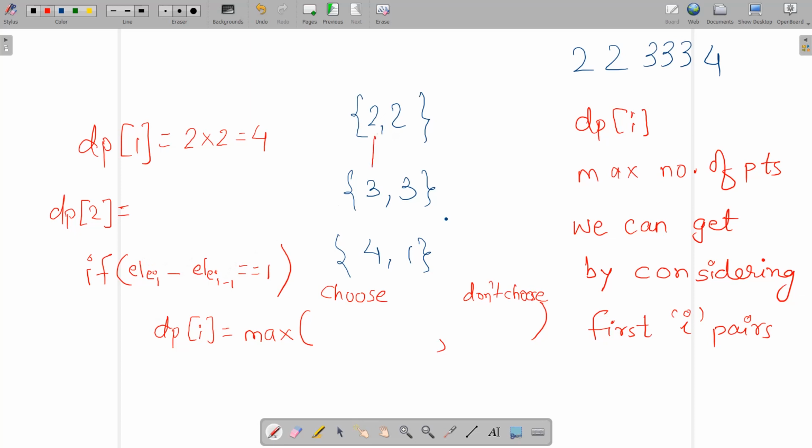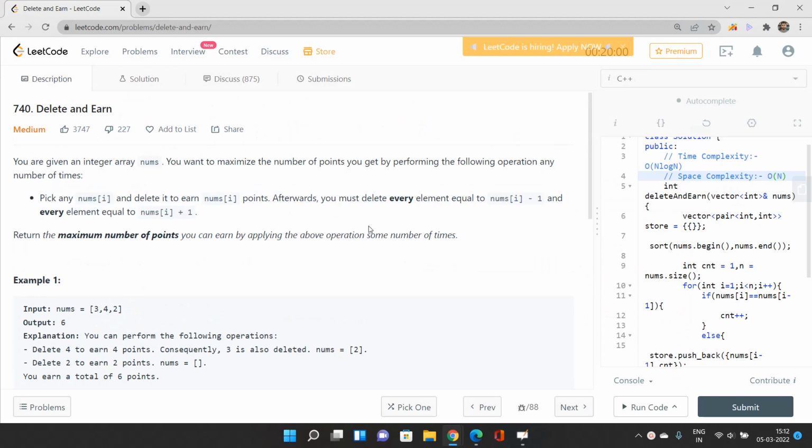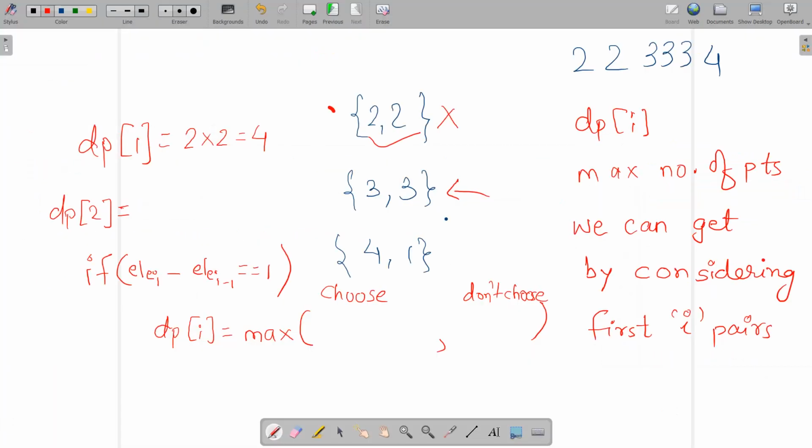You can see the difference is exactly 1 and we will choose this pair. When you choose this pair, obviously the neighboring pair will not be chosen, because it will be deleted automatically. All the elements will be deleted, because according to the problem statement, every element equal to nums[i] minus 1 and nums[i] plus 1 will be deleted. So when you choose this element, all those elements will be deleted.